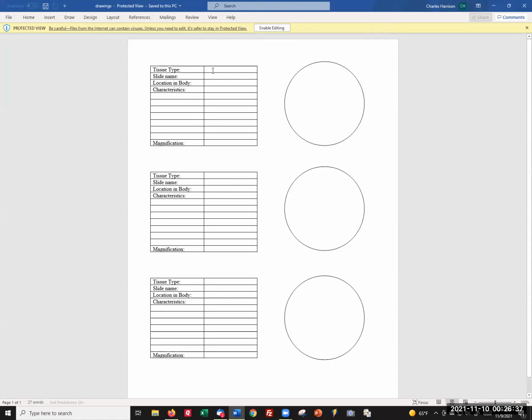Well, I would ask, what is the tissue type? Where do you find it in the body? Maybe some of the characteristics of it, if that's important. I don't care much about the magnification. As if you were looking through a microscope, some people will draw the tissue right in here. You can print out as many of these as you want. I'm not requiring it.